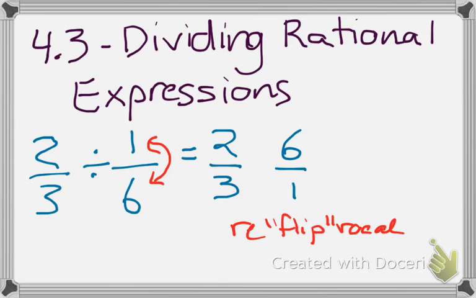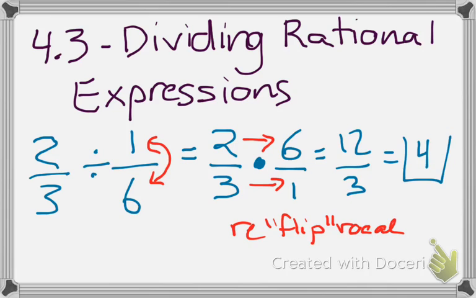The other thing that changes is, so we have the flip, the switch comes in that we're switching our operation. We're not going to divide anymore, we're actually going to multiply them. And once we've done this, this becomes a really easy problem for us to solve. It's just like the multiplying we did in the last lesson. So if we have 2 times 6, that's equal to 12. 3 times 1 is 3. And so we get a final answer of 4 after we reduce. So 2 over 3 divided by 1 over 6 is equal to 4.